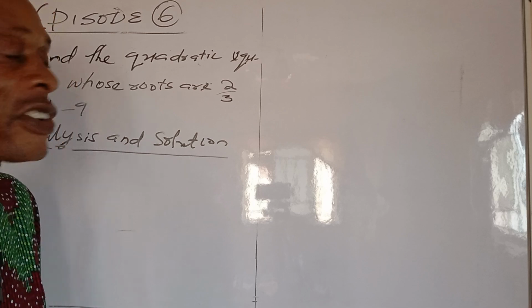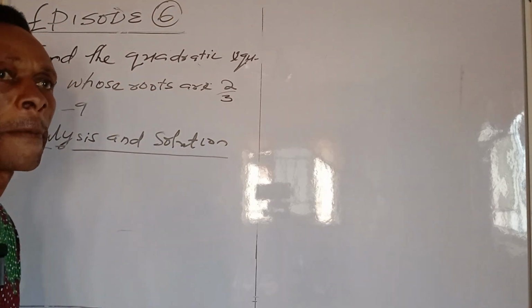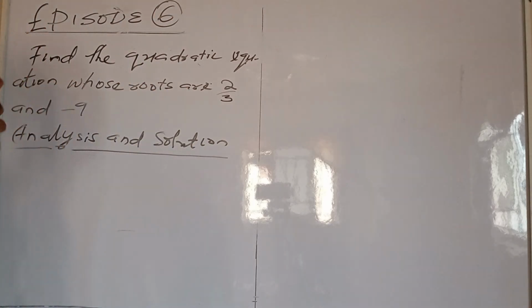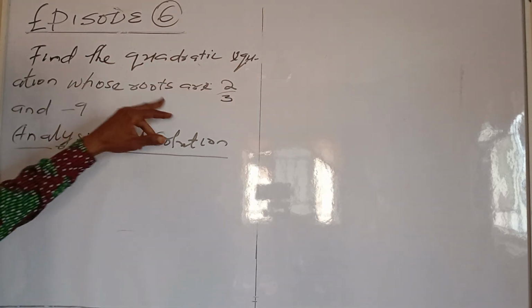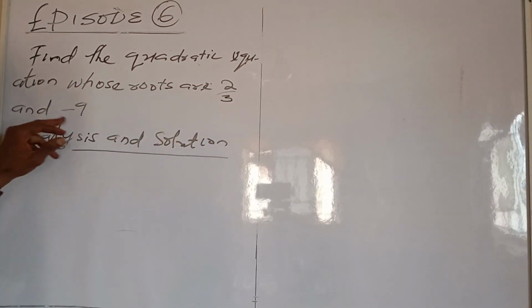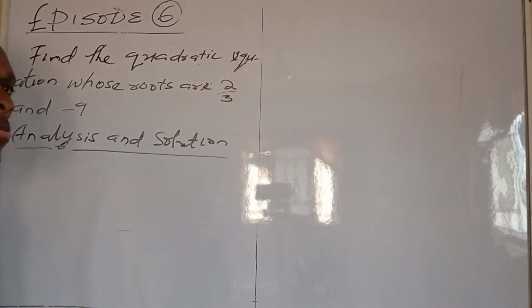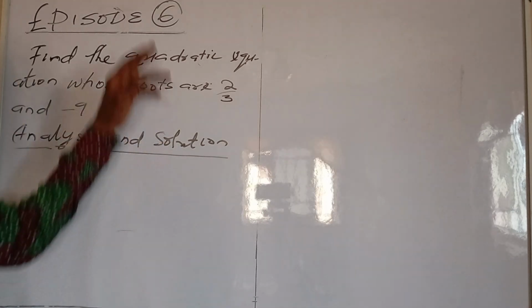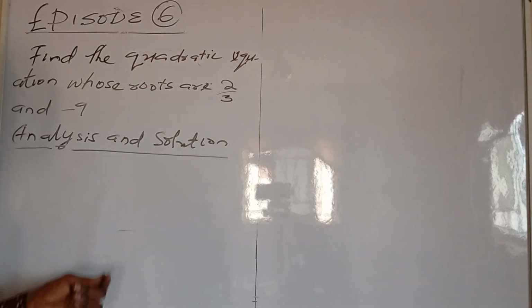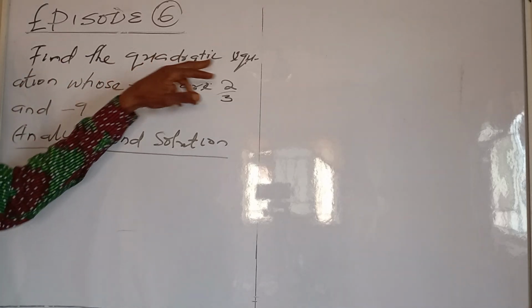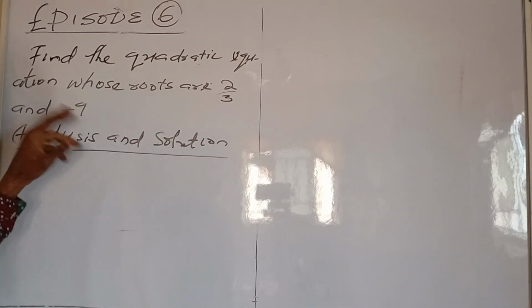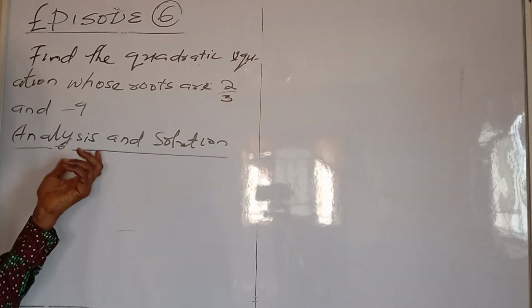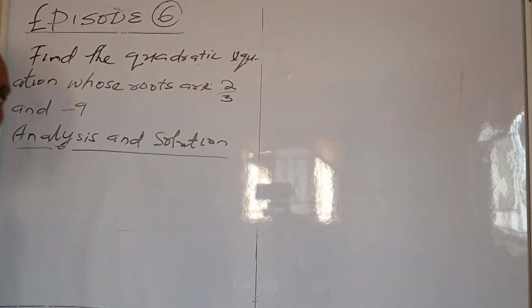We are considering episode 6, and the question says, find the quadratic equation whose roots are 2 over 3 and minus 9. We start by writing analysis and solution.